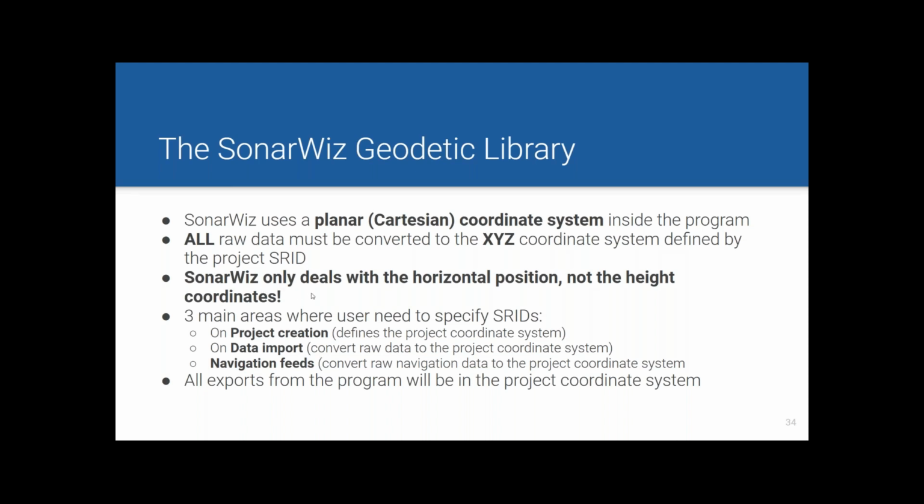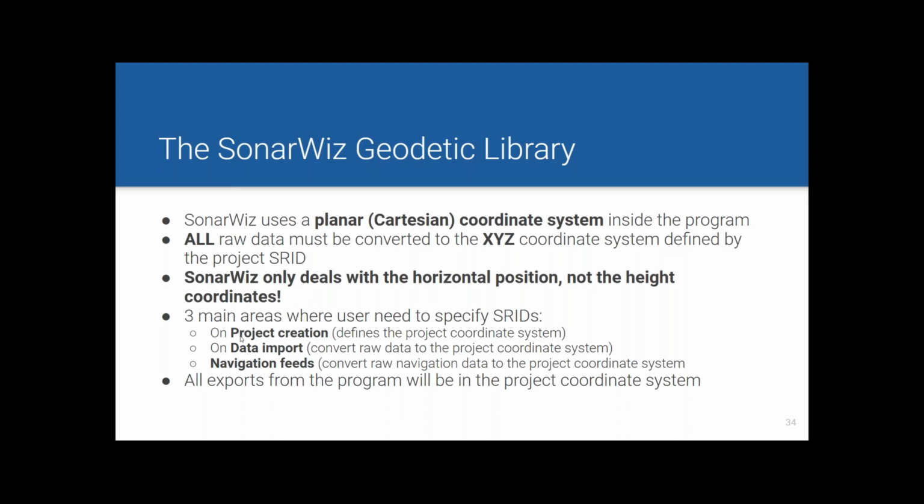SonarWiz only deals with the horizontal position. We do not have 3D coordinate system transformations in the program. So this is usually not an issue when you're dealing with side scan or sub-bottom or magnetometer data. We're only dealing with the horizontal part. But for bathymetric surveys, this might be important to you. If you're using the antenna elevation heights, SonarWiz does not convert the 3D heights inside the program.